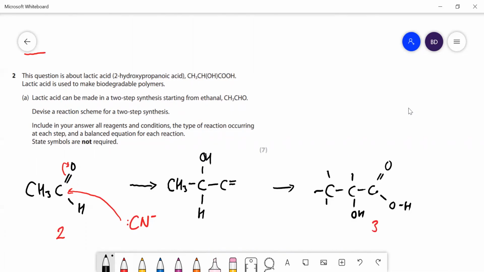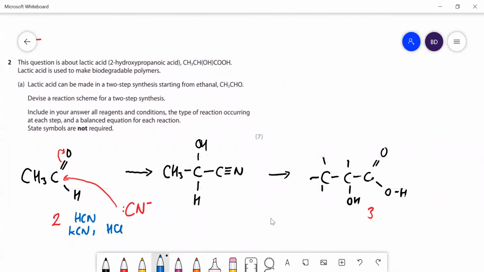This is the nitrile. Right, let's just talk about the reagents and conditions for that first step. It's not potassium cyanide, it's hydrogen cyanide. Or you can say potassium cyanide followed by HCl. You do need some acid in there to make that reaction occur. So you need to say HCN or KCN plus HCl. All right, so you're going to make this nitrile.